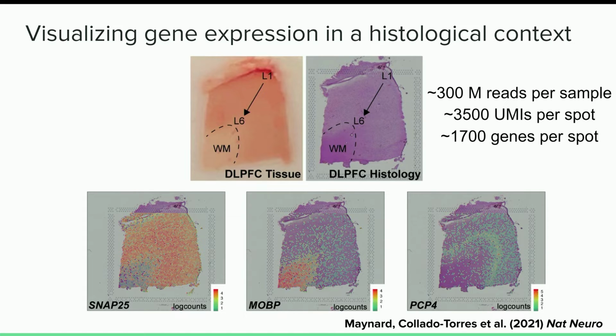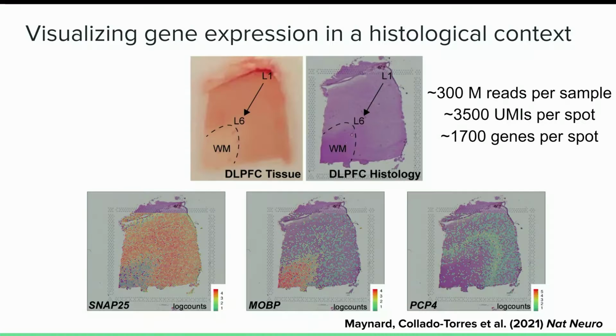So these are well-studied genes that are associated with each one of the layers. SNAP25 is a gene that's expressed everywhere there's gray matter. MOBP is unique to white matter. And then PCP4 is a gene that is beautifully expressed in, or associated with, layer 5. It's associated with synaptic plasticity for anybody who's interested.